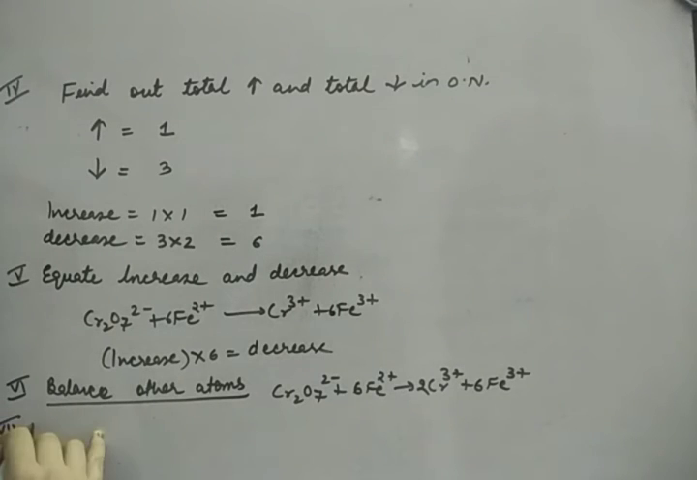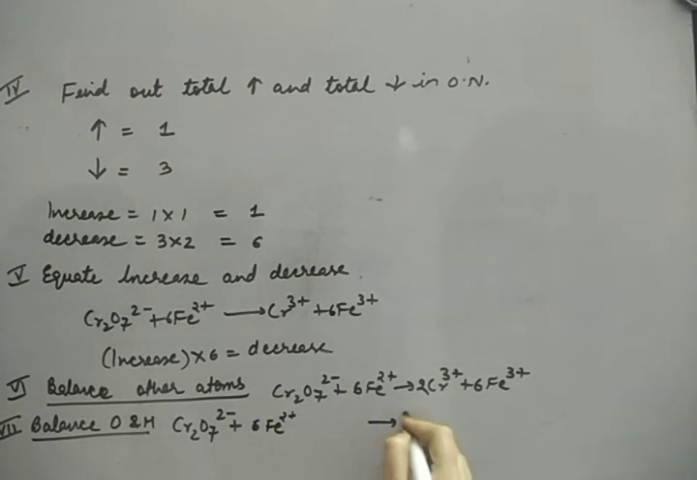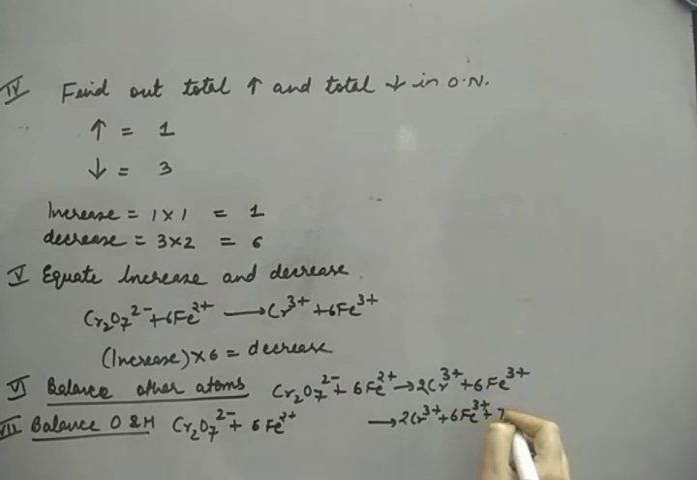Now the last part is finally we have to balance oxygen and hydrogen. Now how to balance oxygen and hydrogen? Simply by adding water. So 7 oxygen atoms are there. So what I will do? 7H2O I will add. Okay, because the right hand side does not contain any oxygen. So here 7 oxygen atoms are there. So that side I have put 7H2O. Now how many hydrogen atoms are there? 14. So I will write 14H+ here. So this is the balanced equation in acidic medium.